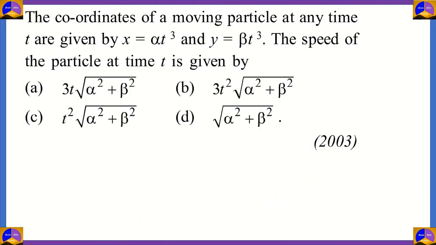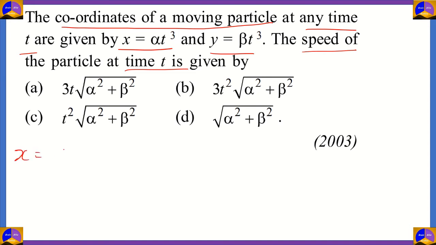Now, let's look at this question. This is a very interesting question. The coordinates of a moving particle at any time t are given by x equals alpha t cubed and y equals beta t cubed. The speed of the particle at time t is given by one of the 4 formulae here. Which of these formulae is correct? So, how do you solve this question?